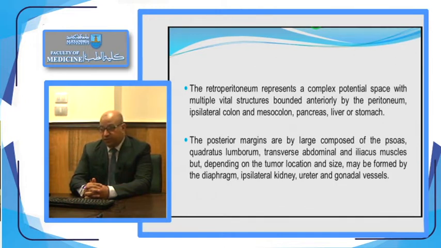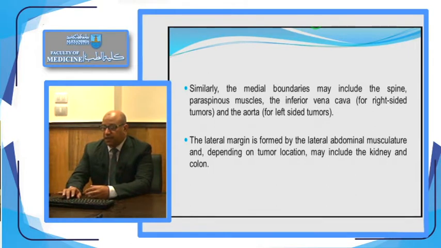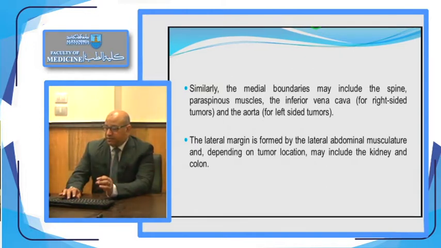The posterior margins are large, composed of the psoas, quadratus lumborum muscle, transverse abdominal and iliacus muscles, but depending on the tumor location and size may be formed by the diaphragm, ipsilateral kidney, ureter, and gonadal vessels. Similarly, the medial boundaries may include the spine, paraspinatus muscles, the inferior vena cava for the right-sided tumors and the aorta for the left-sided tumors.